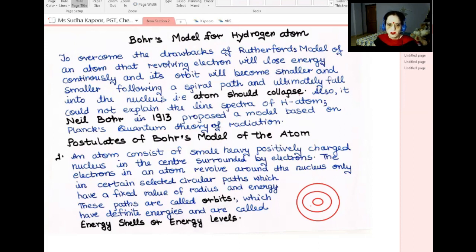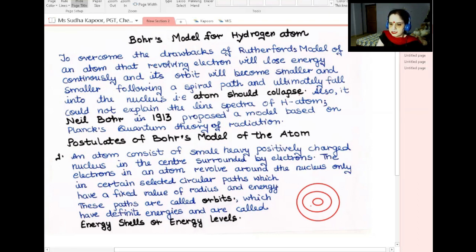The first one, which was coming from the previous models also, is that an atom consists of a small, heavy, positively charged nucleus in the center, which is surrounded by electrons. The electrons in an atom are revolving in a fixed path, and these fixed paths are known as orbits. Each of the paths has a definite energy, and these paths are now known as energy shells or energy levels.